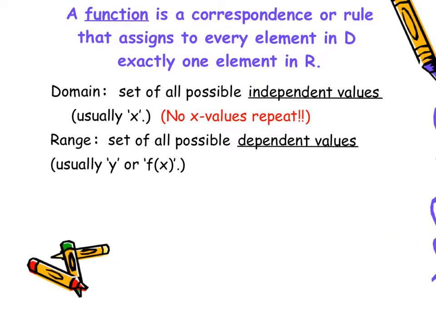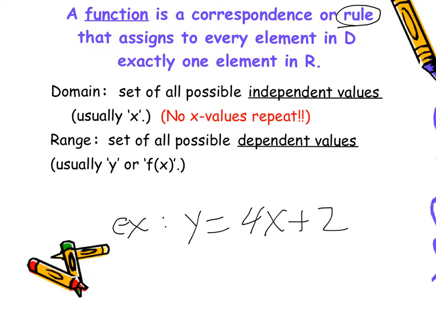A definition of a function is a great place to start. It's a correspondence or a rule. This is typically represented by the equation. For example, if I were to have a linear function 4x plus 2, that's essentially a rule that assigns an element from my domain, which I call my x values, to an element in my range, which I represent with my y values. Now, the rule for a function is that it can only assign each x value to one y value.